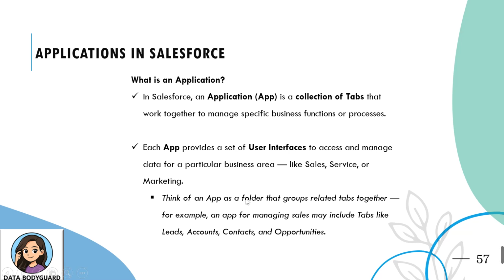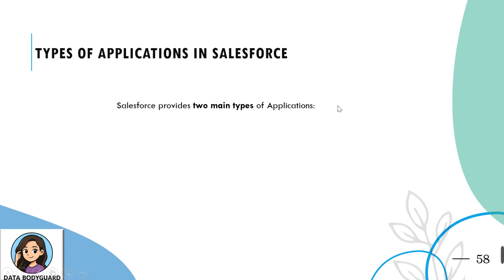Think of an app as a folder that groups related tabs together. For example, an application for managing sales may include tabs like Leads, Contacts, Accounts, and Opportunities. In the UI we have also seen that if it is Service, we have one set of tabs, and if it is Sales, we have another set. That's how it works. Just remember, an application is a collection of tabs.